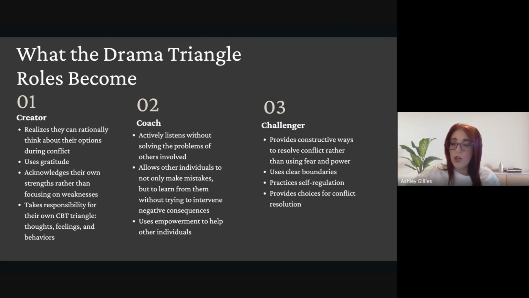Okay, your coach. When you become a coach, not a rescuer, you actively listen without solving the problem. You allow other people to not only make mistakes, but learn from them without trying to intervene in the negative consequences that could come to that person. And they use empowerment to help other individuals.